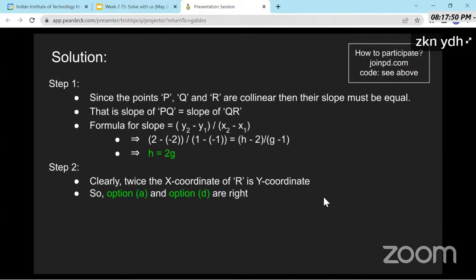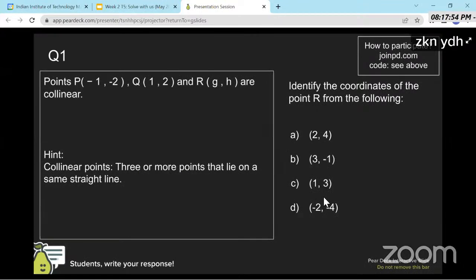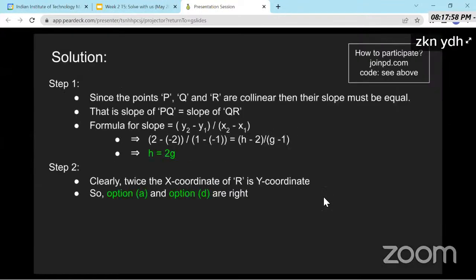Otherwise, you can simply get this equation and then you see H is twice the G, right? So you just have to see which is twice of this. Yes, A and D, that's all. Yeah, so we can do it. Equation would be same, na sir. X y equal to 2x.